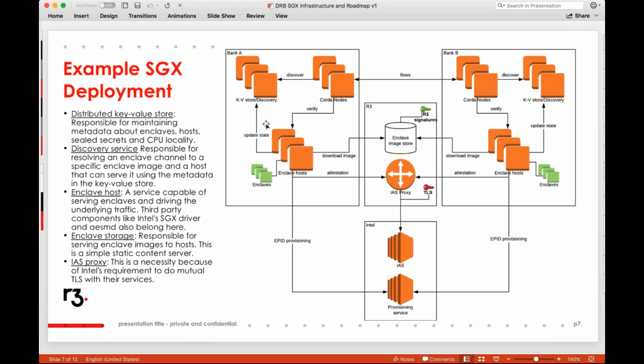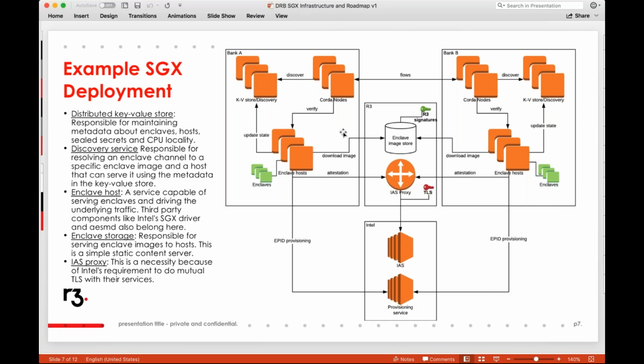If we have enclaves that do encryption of the ledger, for example, then we need to update state in the key value store to indicate whether a certain CPU has been provisioned with a symmetric encryption key or not. So we need to track that in a piece of metadata to guide the routing of verification. But this is a bit detailed, so let's not get into that.